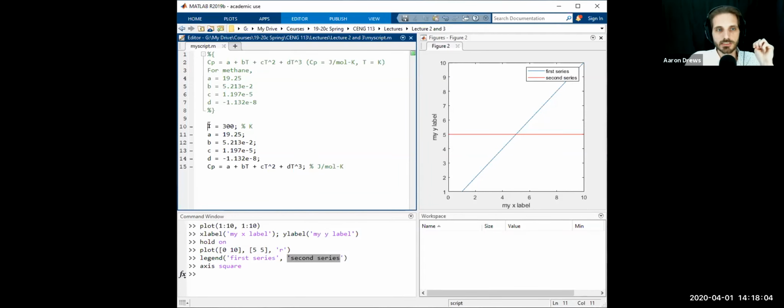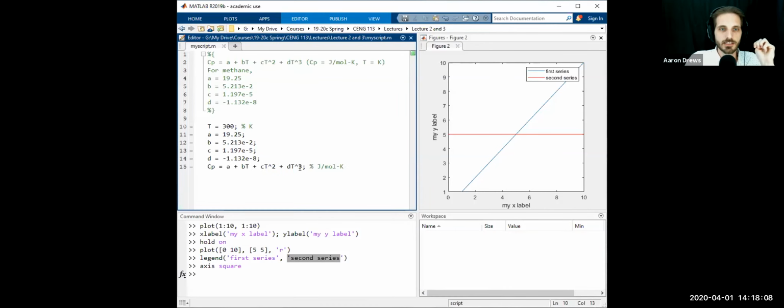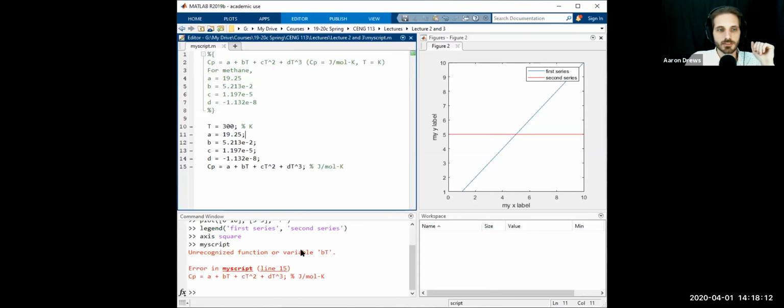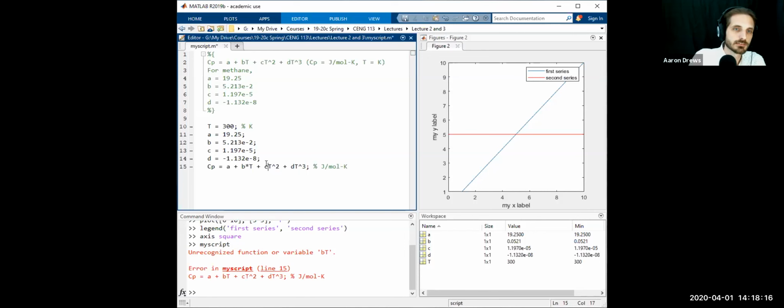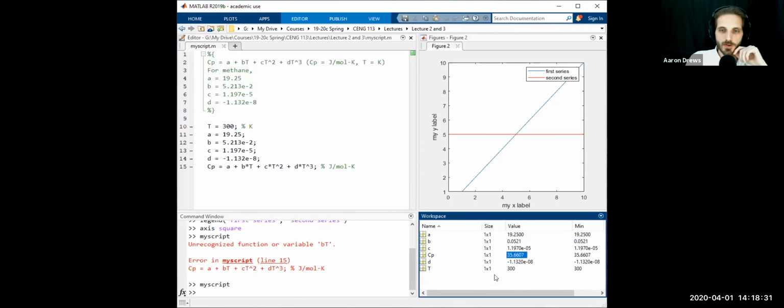What we're going to see is that these variables are going to pop up over here in our workspace, and it's going to calculate a heat capacity for us. So I'm going to hit F5 on there. Oh, I forgot to put multiplying signs in here. There's the usefulness of an error message. It'll actually tell you what went wrong. And now we can see our heat capacity is calculated down here as about 35.66.